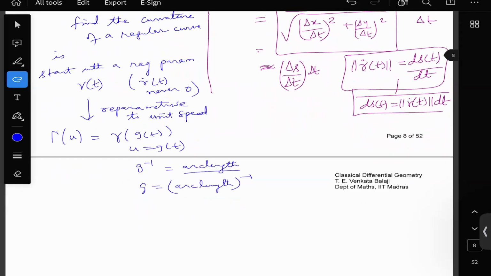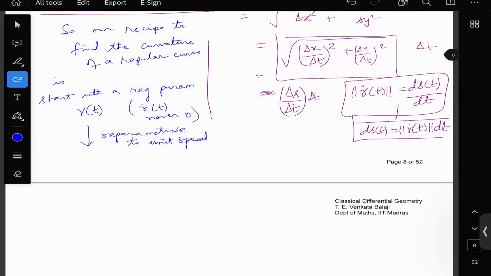Okay, so what you have to do is write gamma of small gamma of the arc length function inverse. So put t equal to g of u. So you will get gamma of u is equal to small gamma of t, which is small gamma of g of u, where your g inverse is the arc length function.